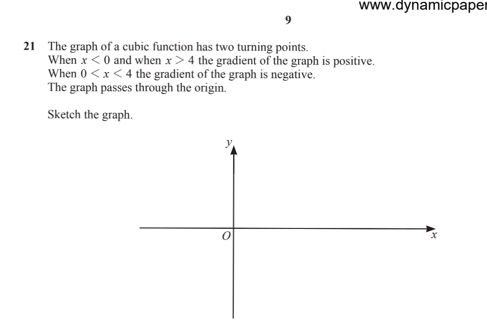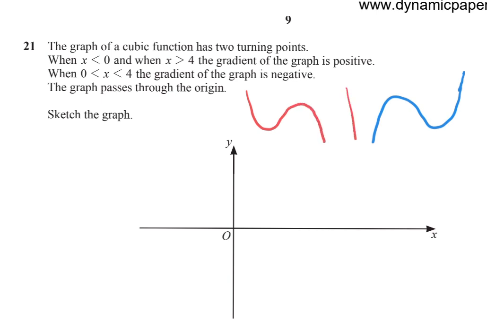The graph of a cubic function has two turning points. When x is less than 0 and when x is more than 4, the gradient is positive. When x is between 0 and 4, the gradient is negative. Sketch the graph of the function. For the cubic function, we have two cases. If the coefficient of x to the power 3 is positive, this is the curve for the cubic function. Or the other one is when the coefficient is negative, so like that.